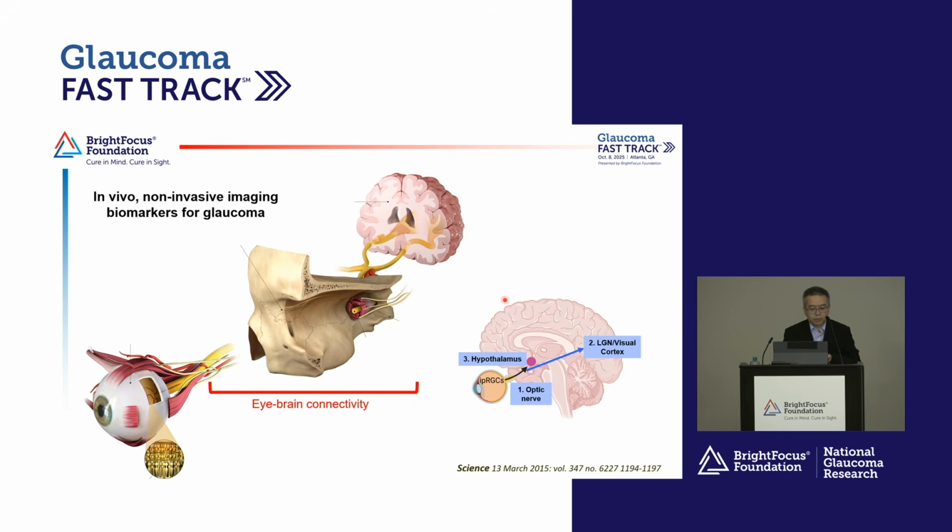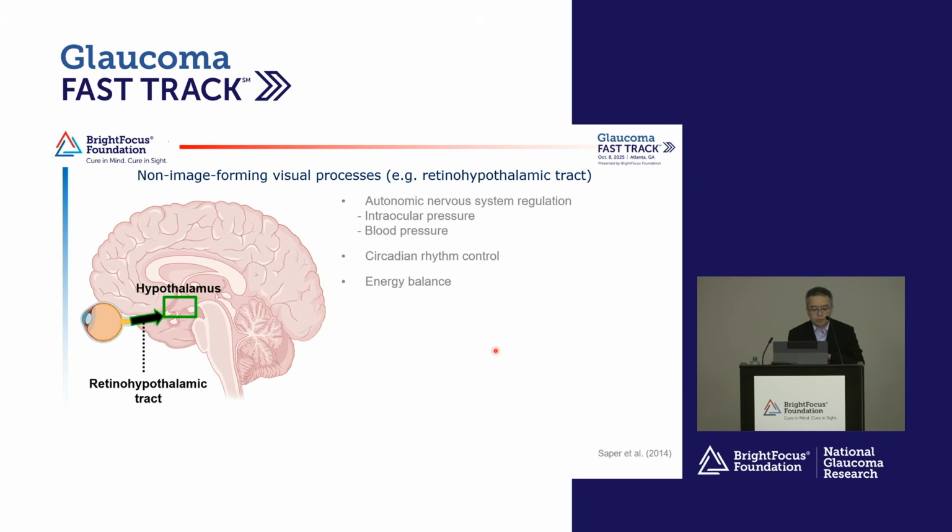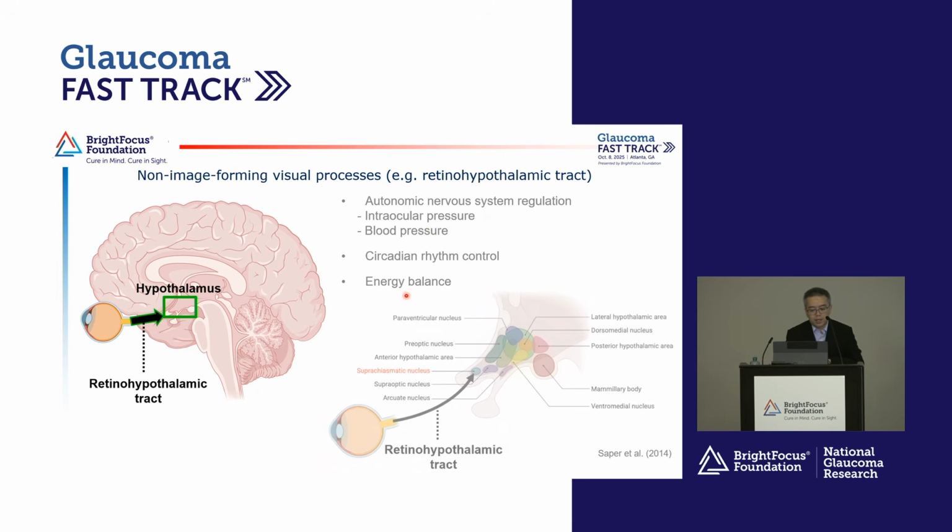Last but not least, many of us are looking into image formation to see better with the environment, but there's actually the non-image forming visual pathway as well, which is driven by the intrinsically photosensitive retinal ganglion cell. And we have tried to look into the connections called the retinohypothalamic tract in our patients. This tract plays a lot of roles, like in the autonomic nervous system, eye pressure, blood pressure, circadian rhythm, energy balance, and metabolism. And there are some nuclei that are known to be connected to these hypothalamic regions.